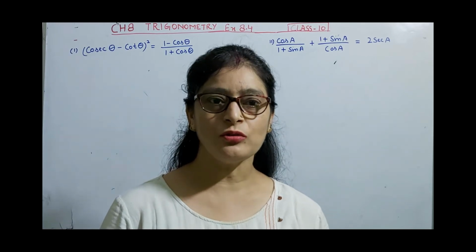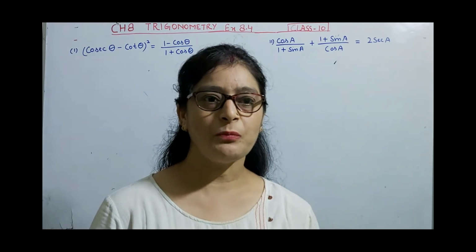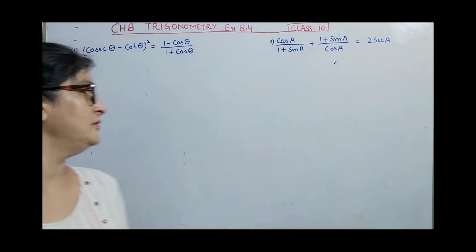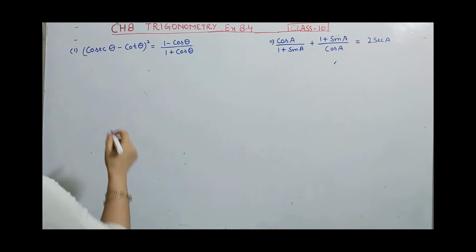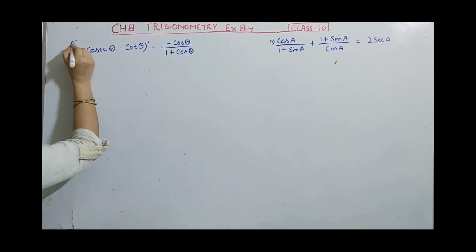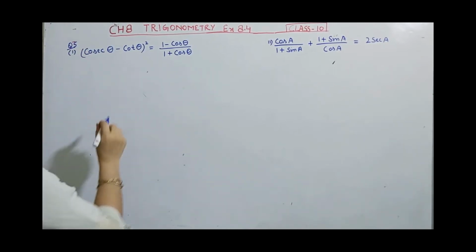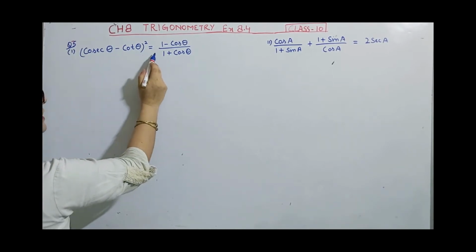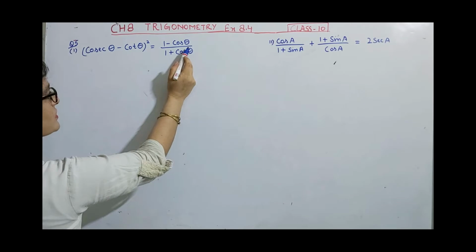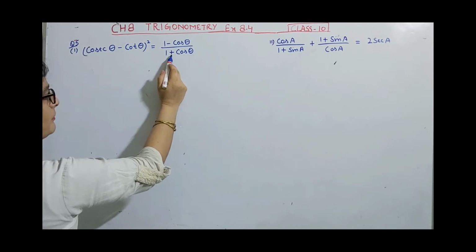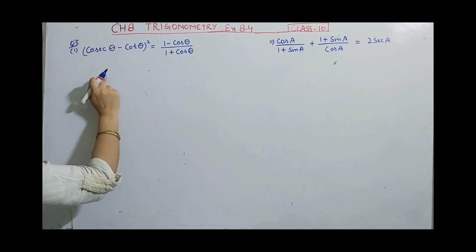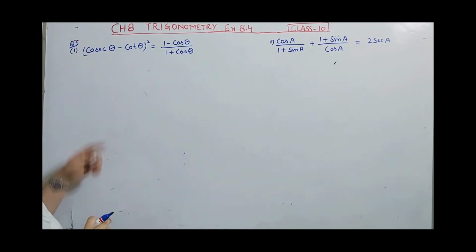Today I am going to do exercise 8.4 of trigonometry. Let's start. Question number 5, first part: (cosec theta minus cot theta) whole square is equal to (1 minus cos theta) divided by (1 plus cos theta). Let us take the left hand side to prove the right hand side.